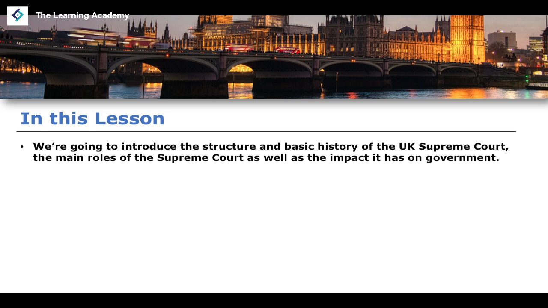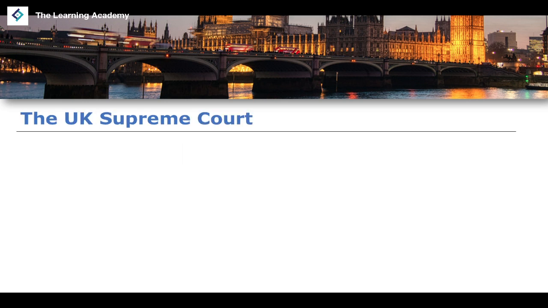in its most basic form the roles that the Supreme Court has, where the Supreme Court came from, its basic history, and where it was before it ended up in the place that it is now. And then we're going to talk about the impact that it has on government, and we're going to use a couple of examples to show the kind of impact that the Supreme Court can have on government. So let's talk about the UK Supreme Court.